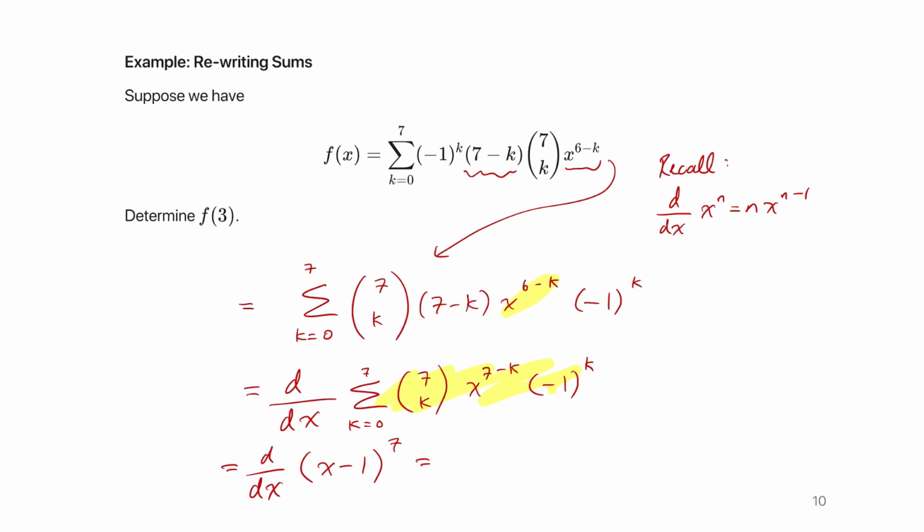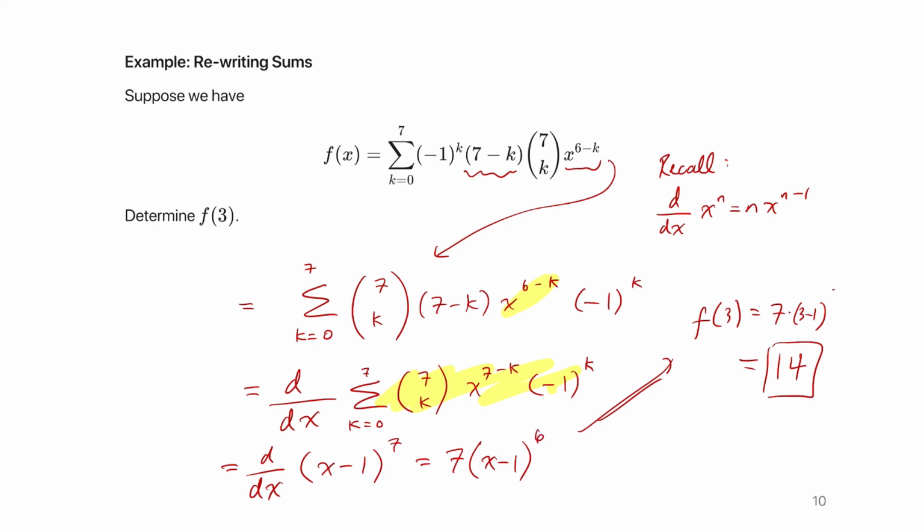And what is the derivative of x minus 1 to the 7? I think it's just 7 times x minus 1. So that means that's just what f of x is. So therefore, f of 3 is just 7 times 3 minus 1, which is 14. Yeah, I'm sorry. Okay, so then it's 64 times 7, whatever that is. 8, 432, 448. I think, yeah.